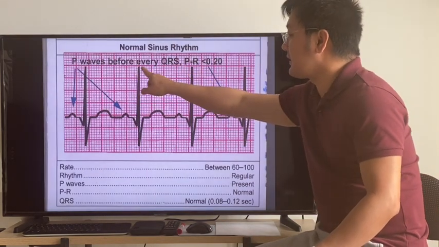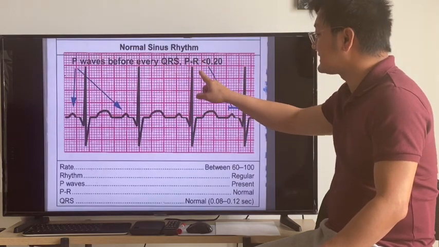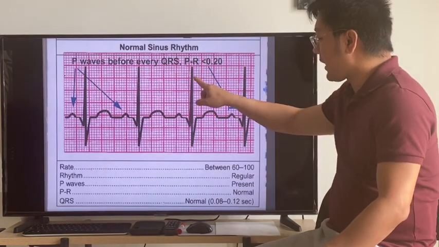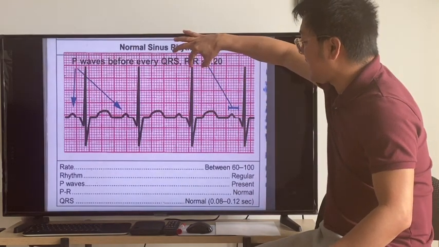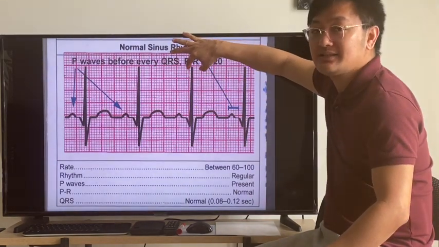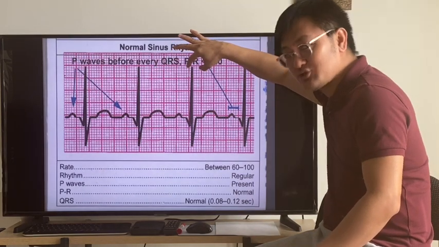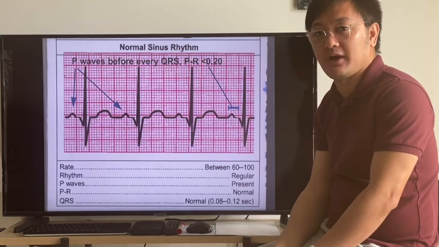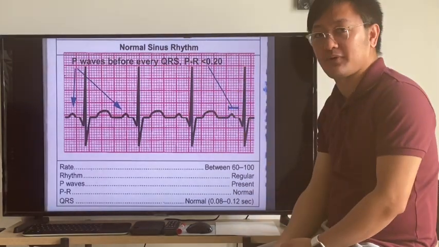Again, 300, 150, 100, 75, 60. The next R wave is caught in between 60 and 75. That is the heart rate of your patient: 60 to 75 beats per minute. Is it normal? Yes, it's normal, because the normal heart rate ranges from 60 to 100. So we know that there's a normal heart rate.